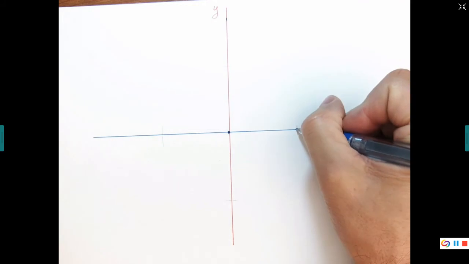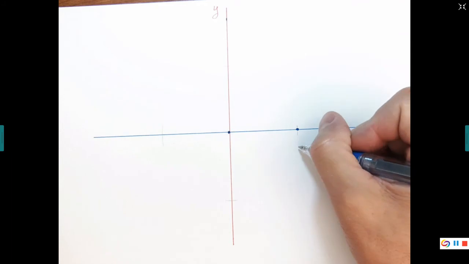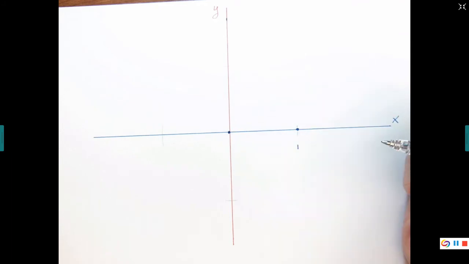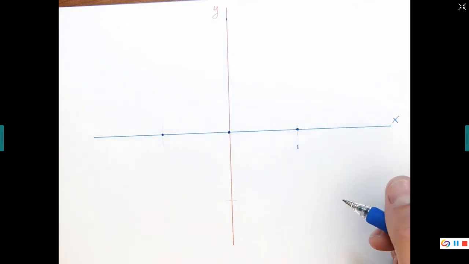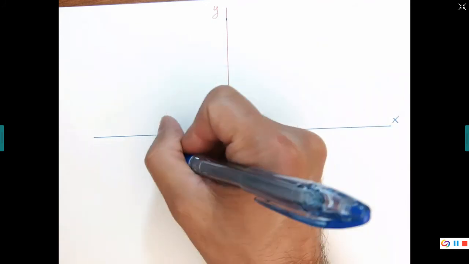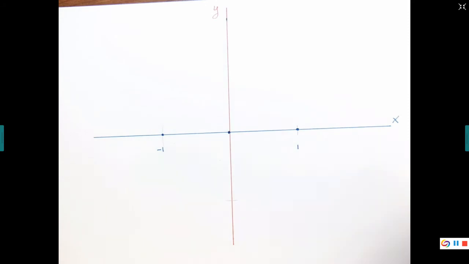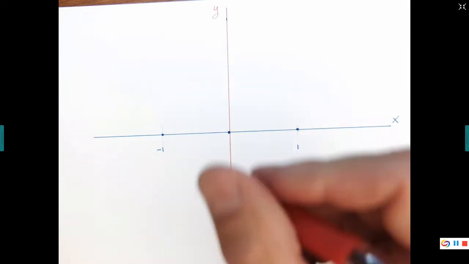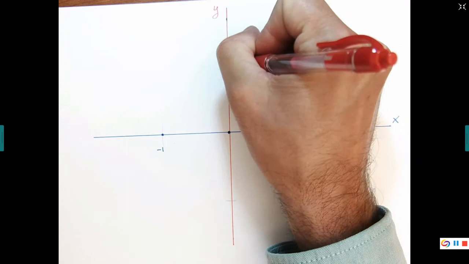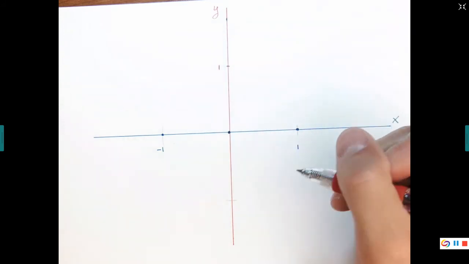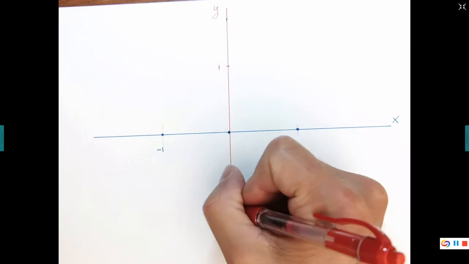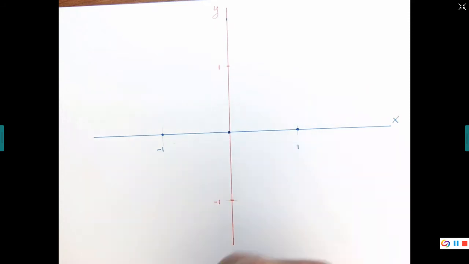This point here on the x-axis is 1 unit. This value right here is 1 unit in the negative direction, or -1. On the y-axis, I've made a mark to show that this is 1 unit in the positive y direction, and -1 unit in the y direction.